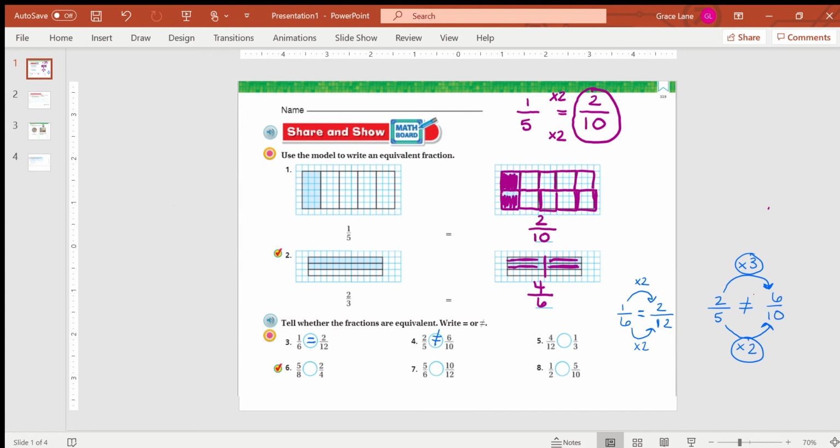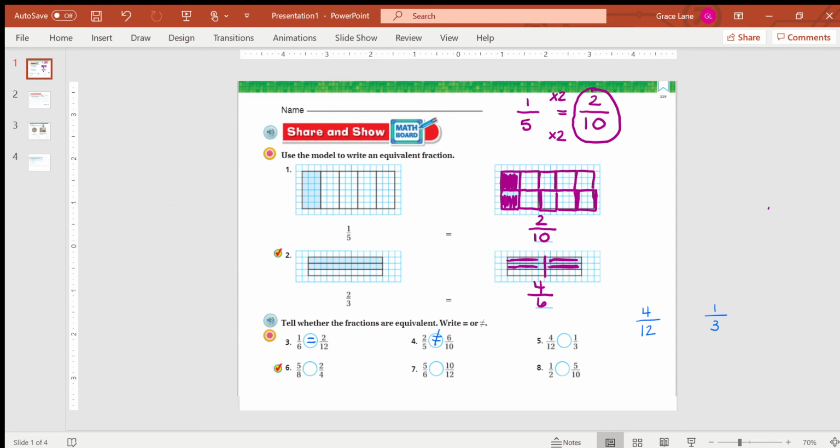Number 5 and number 6, they're the same thing. They're just kind of written backwards. Let me erase that for a minute. Okay. So number 5, 4/12, 1/3.